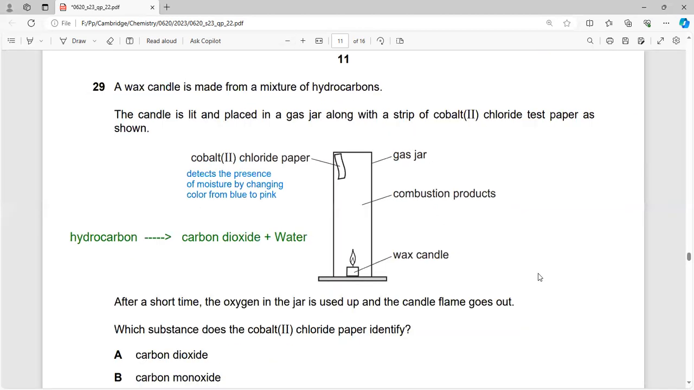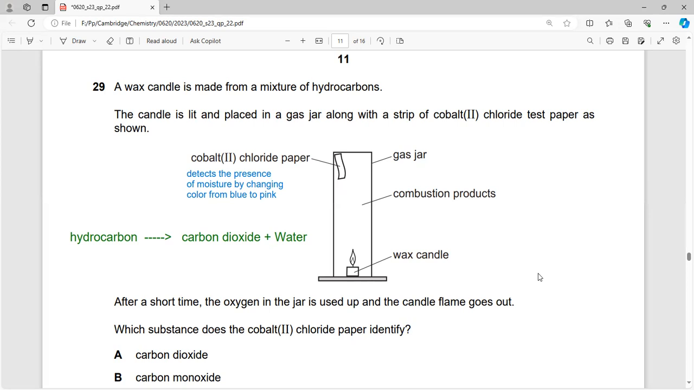A wax candle is made from a mixture of hydrocarbons. These are hydrocarbons, meaning they consist of carbon and hydrogen only. The candle is lit and placed in the gas jar along with a strip of cobalt chloride test paper as shown. You can see the function of the cobalt chloride is to detect moisture from water, and it changes color from blue to pink. So this is the indicator for moisture or water.